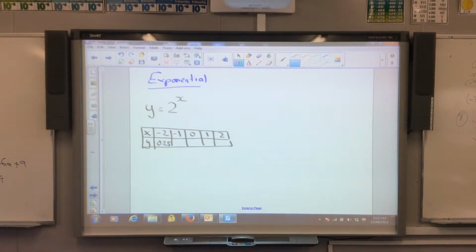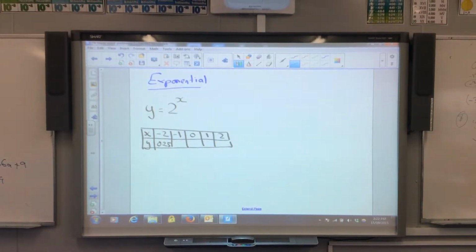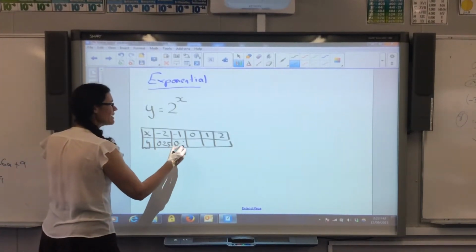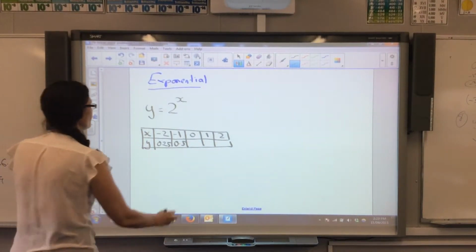If I do 2 to the power of -1, what do I get? 2 to the power of -1. 0.5. So it's a little bit bigger, isn't it? What's 2 to the power of 0? 1, because anything to the power of 0 is 1.